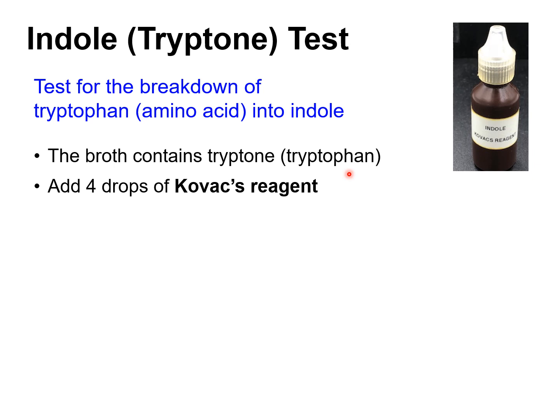Now, how do we usually do that? So you get your broth that has the tryptophan in it. Okay, you go ahead and you inoculate it. Since it's a broth, we use the inoculating loop. You go ahead and you inoculate your broth. You put it in the incubator for 48 hours. After 48 hours, you take it out of the incubator, and then you go ahead and add a reagent.